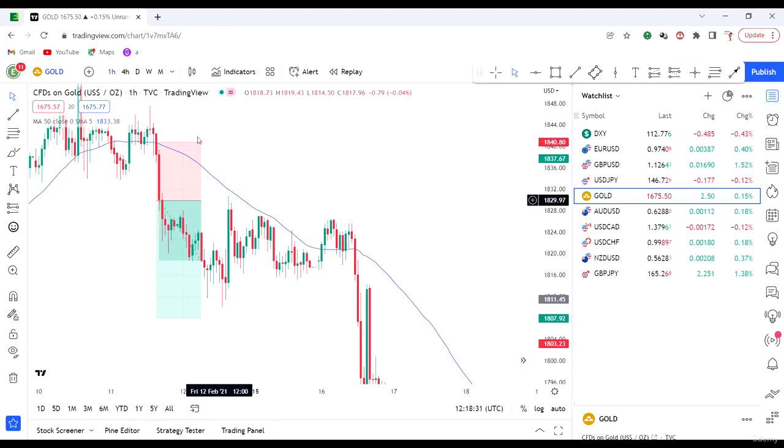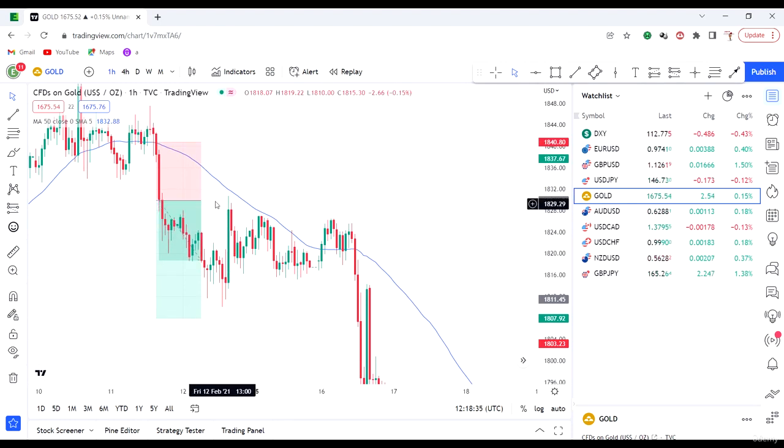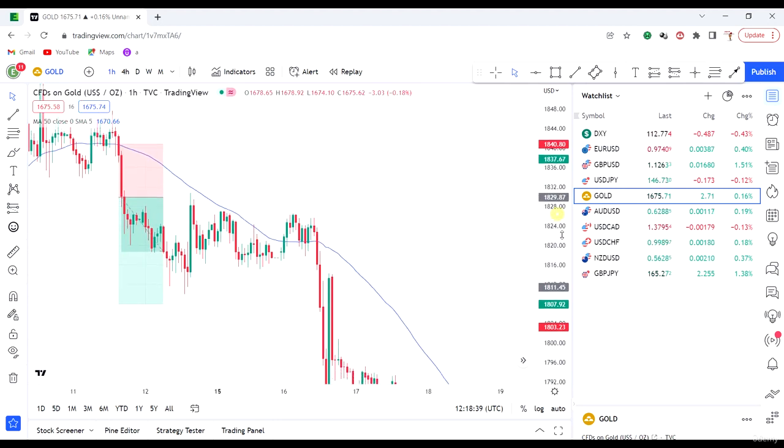So this was a trade which we entered, and we either came out at break even or made a little profit. So now, what else? Did we have another one here? Yeah, we had another one here, but unfortunately, we lost that one.